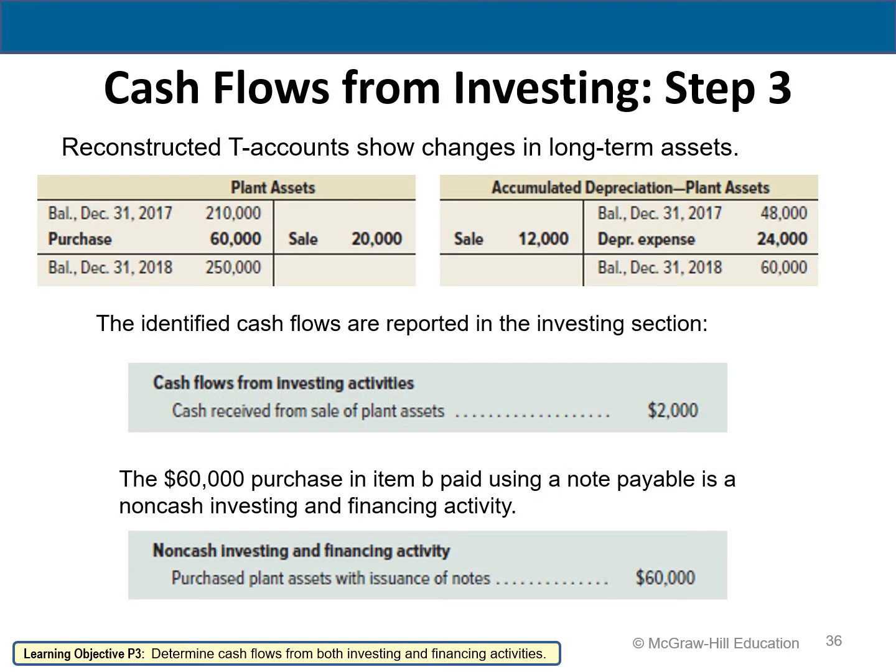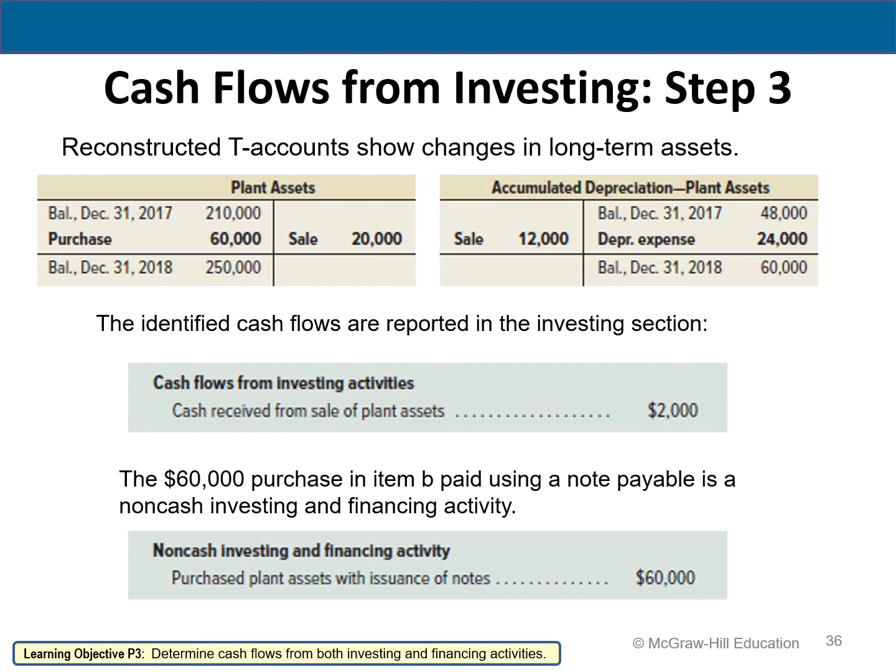Then in step 3, the $60,000 purchase that they described in item B a couple slides ago, where we bought plant assets by issuing the note, right? That's a non-cash investing activity. And so it's reported in the note or in a separate schedule to the statement. So item C reports that Genesis sold the plant assets costing that $20,000, right? With $12,000 accumulated depreciation, the entries we just reconstructed.